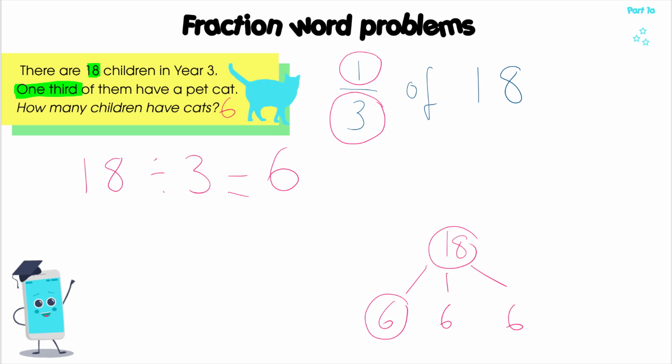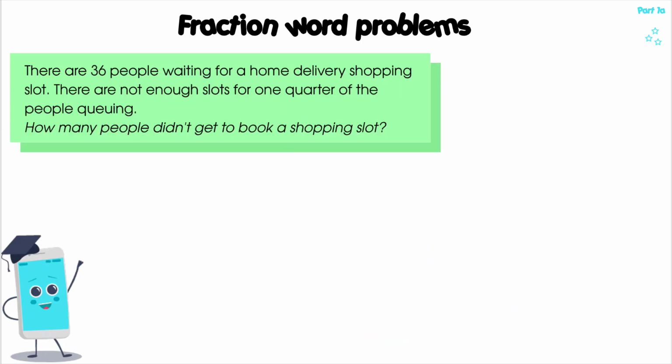Let's look at another question. There are 36 people waiting for a home delivery slot. I'm actually going to highlight that now. There are not enough slots for 1/4 of the people queuing. How many people didn't get to book a shopping slot? So we're looking at 1/4 of our 36 people did not get a slot. So 1/4 of 36 are the people who didn't get to book a shopping slot.